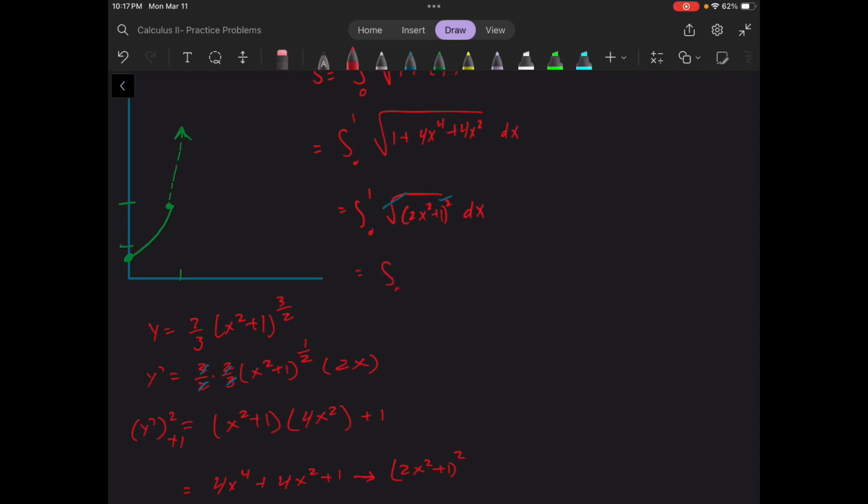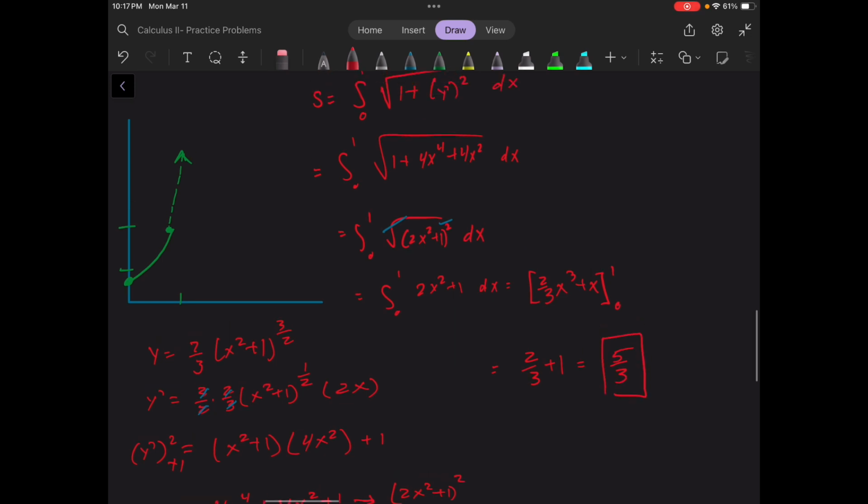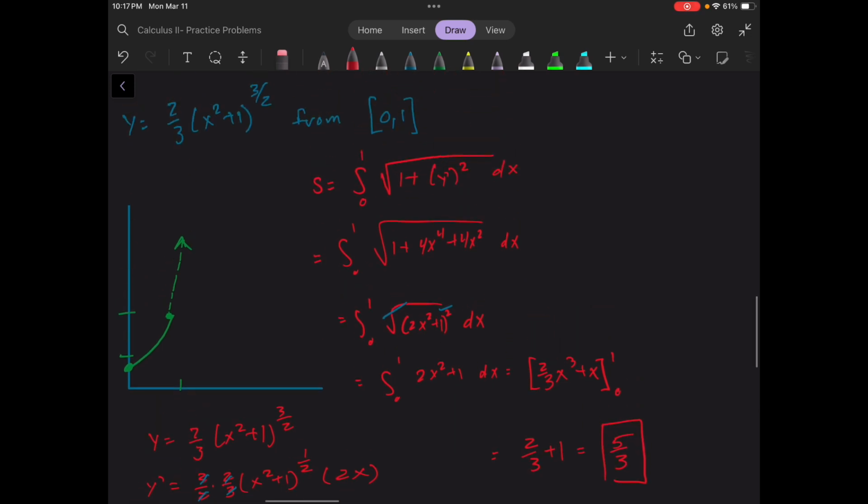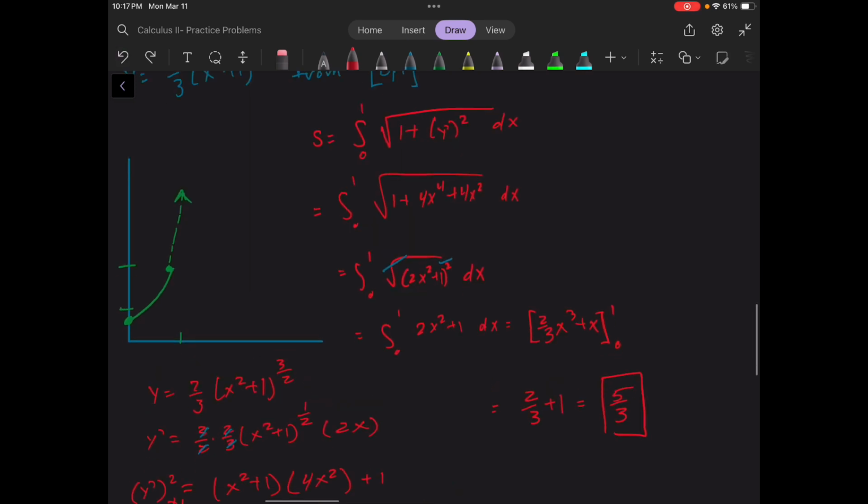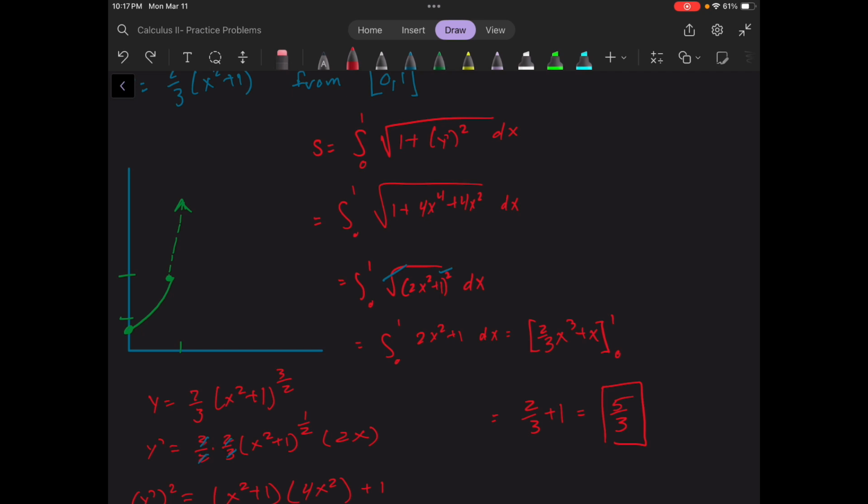Now we have the integral from 0 to 1 of 2x squared plus 1 dx, which becomes 2/3 x cubed plus x, evaluated at 1 and 0. Finally, that becomes 2/3 plus 1, or just 5/3. So we probably could have used our calculator to solve this integral from here or even before there, right? But your professor may want you to do it by hand. But if you can use a calculator, use the calculator.